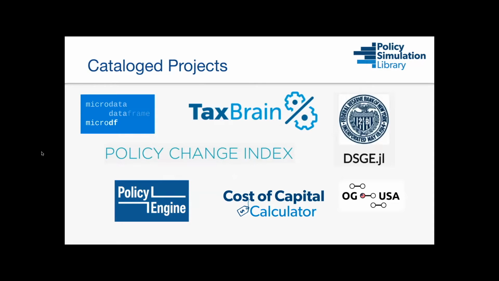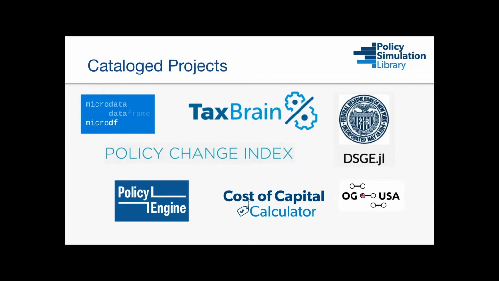Here are just a few, mostly selected because they've developed logos, so it looks nice on a slide. But just to look at a few of these, we have in the library models that relate to tax policy, like Tax Brain and Cost of Capital Calculator, as well as PolicyEngine that you'll hear about in a few minutes. We have models on monetary policy, such as the Federal Reserve Bank of New York's DSGE model, as well as more broad-based policy models, such as the Policy Change Index.